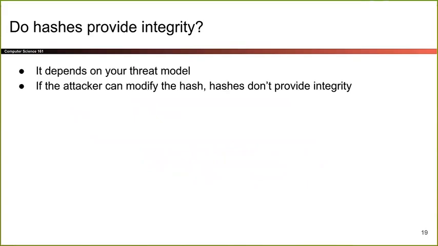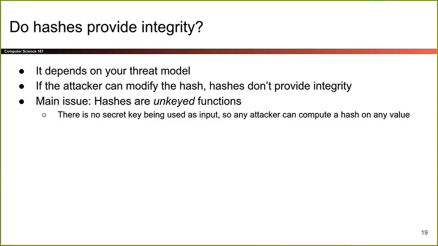Okay, so the main problem here is if the attacker can modify the hash, then hashes don't provide integrity. The reason is that hashes don't have keys. Remember how we said cryptographic protocols always start with a key, and generally a secret key that the attacker doesn't know, but hashes don't have any keys. Remember, the argument is just an input. There are no keys. So because hashes don't have keys, any attacker can compute any hash they want.